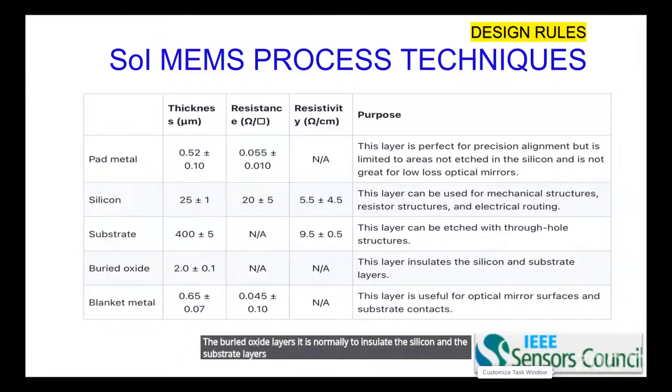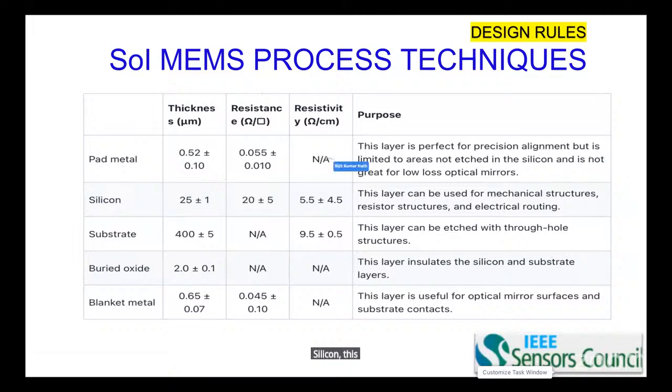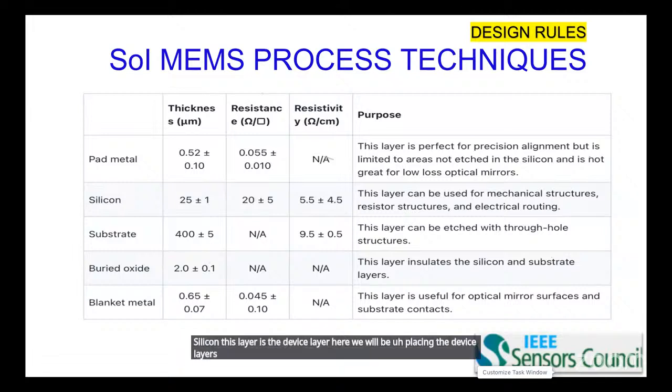And the substrate is definitely for a through-hole etching. So sometimes the substrate mask is called the through-hole etching mask. And silicon, this layer is the device layer. Here we will be placing the device layers. Usually remember that when you simulate all these structures also, you have to follow these dimensions.